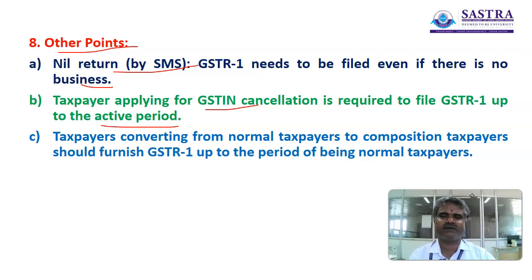A taxpayer converted from a normal taxpayer to a composition taxpayer should furnish GSTR 1 up to the period of being a normal taxpayer. Now you are a normal taxpayer. Now you decide to shift from the normal tax paying system to the composition scheme of tax payment. Up to the date of shift, you have to file the return GSTR 1, because GSTR 1 is nothing but the detailed information regarding your supplies of goods or services. Okay.